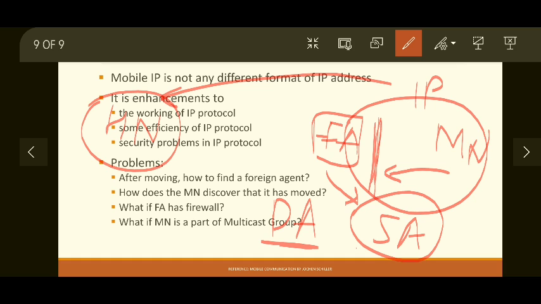So can we stop using firewalls because we have to support mobility? That is not a solution. What are the solutions? We will see in the upcoming videos.